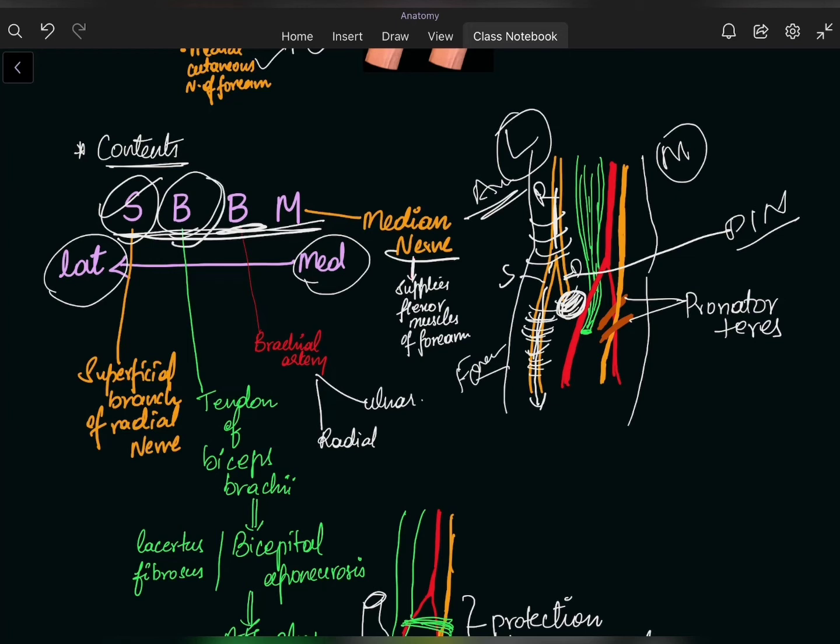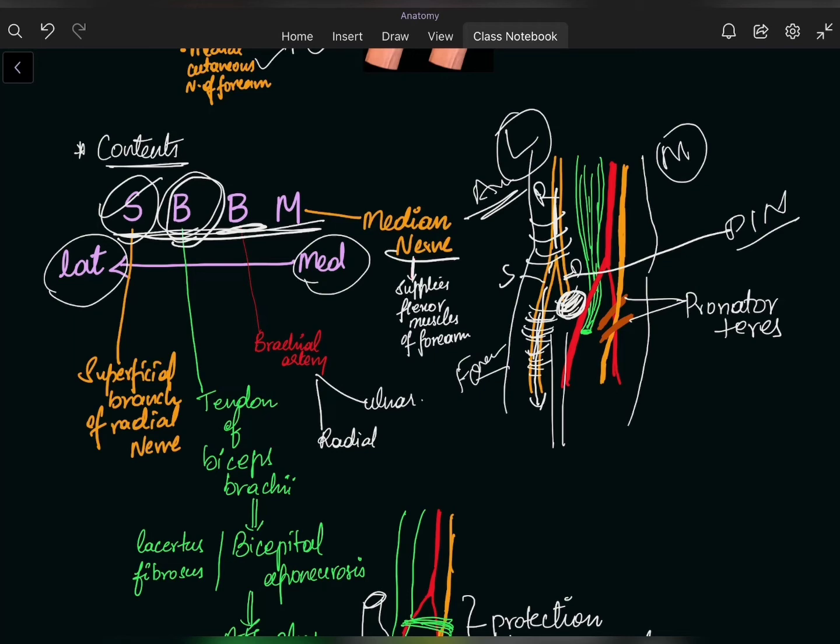Now getting into the tendon of biceps brachii. We know the biceps brachii muscle has two heads, short head and long head. It gets inserted here. There will be the radius. Here it gets inserted to the radial tuberosity, and as a cubital fossa content, it forms the tendon of biceps brachii.